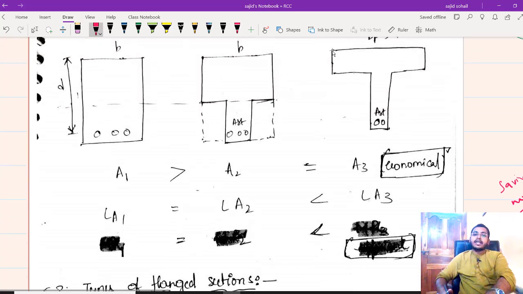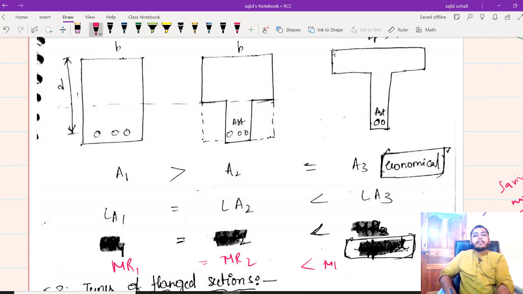So this diagram I have already given. I hope you can read it, and sorry for the bad text. So MR1 will be equal to MR2 in this case, but it is less than MR3, our flanged section. So it is more efficient. It is economical and more efficient.